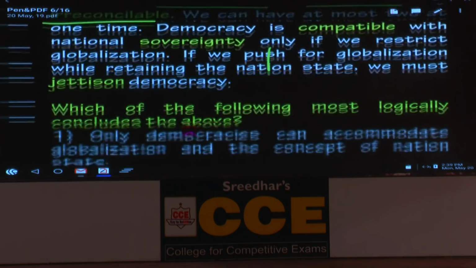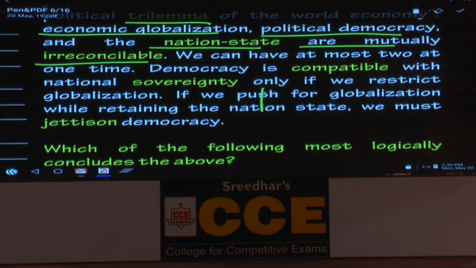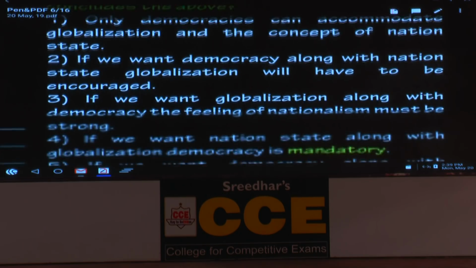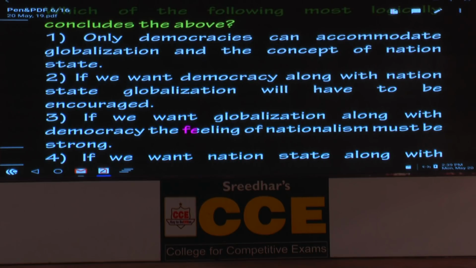Now the third combination, here how many combinations have been touched? Please underline democracy and nation state, first option. Second, globalization and nation state. Now you have to consider the third option. What is the third option? Any option, only two things should be possible. Now we'll see. Only democracies can accommodate globalization and the concept of nation state. Is it right? Why? Because three things accommodating, that is not possible. Only two things can be accommodated.